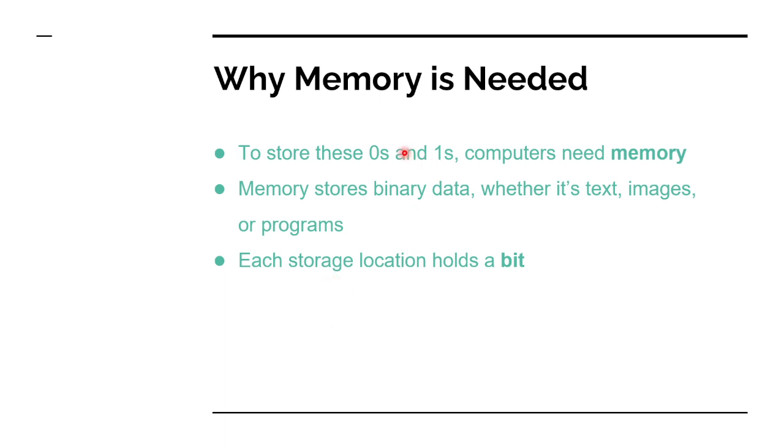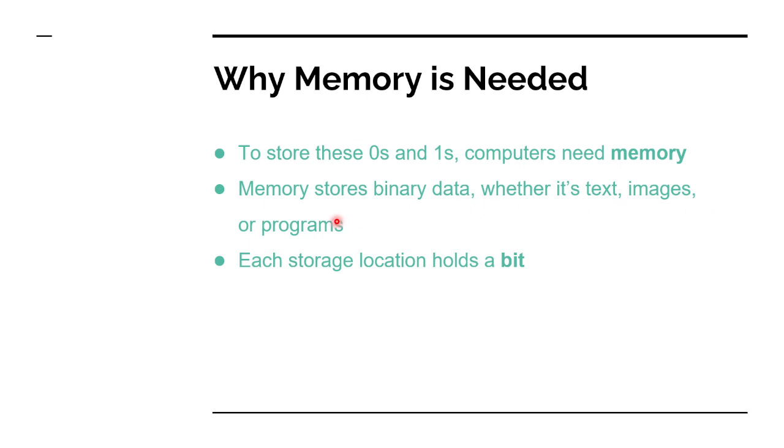So to store these 0 and 1, the computer needs memory, right? In a place, the computer needs to store this 0, 1, or the sequence of 0011, 0001, like that. And memory stores binary data, whether it's text, image, or programs.